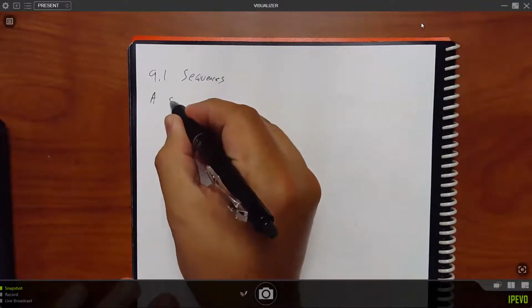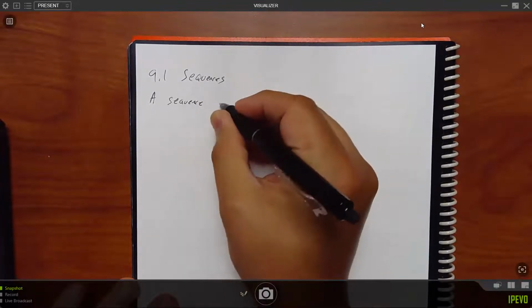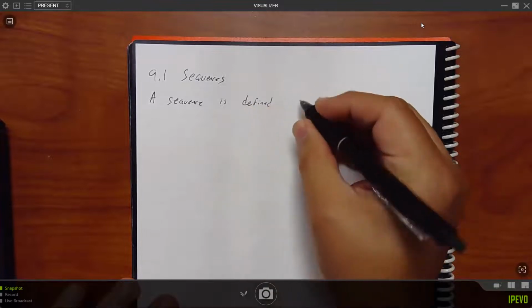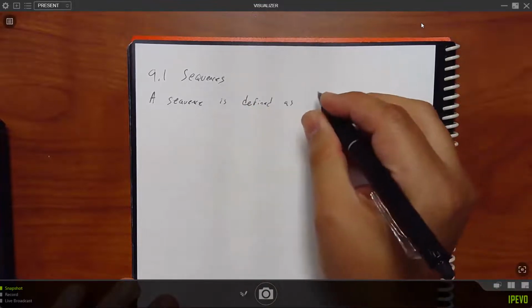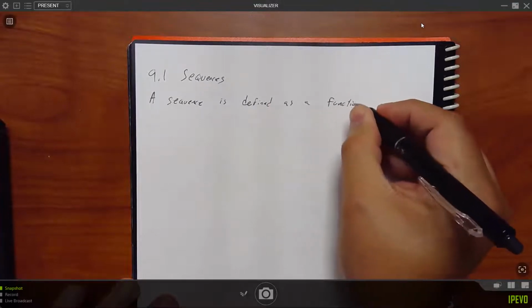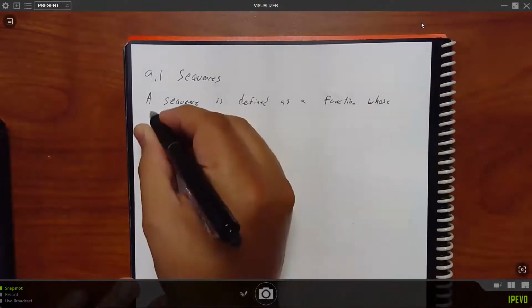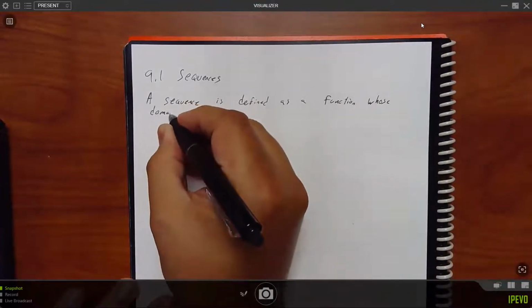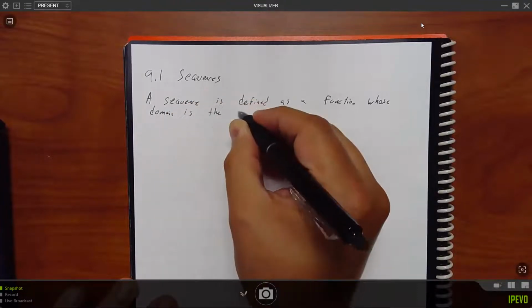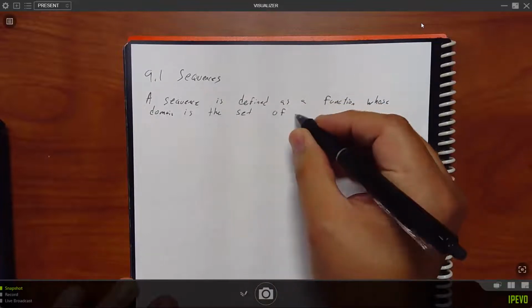So a sequence is defined as a function whose domain is the set of positive integers.